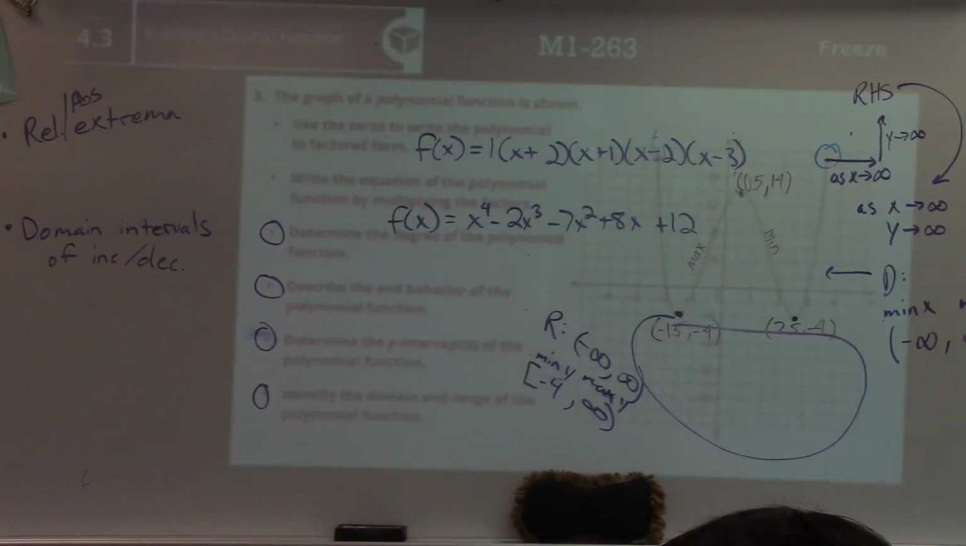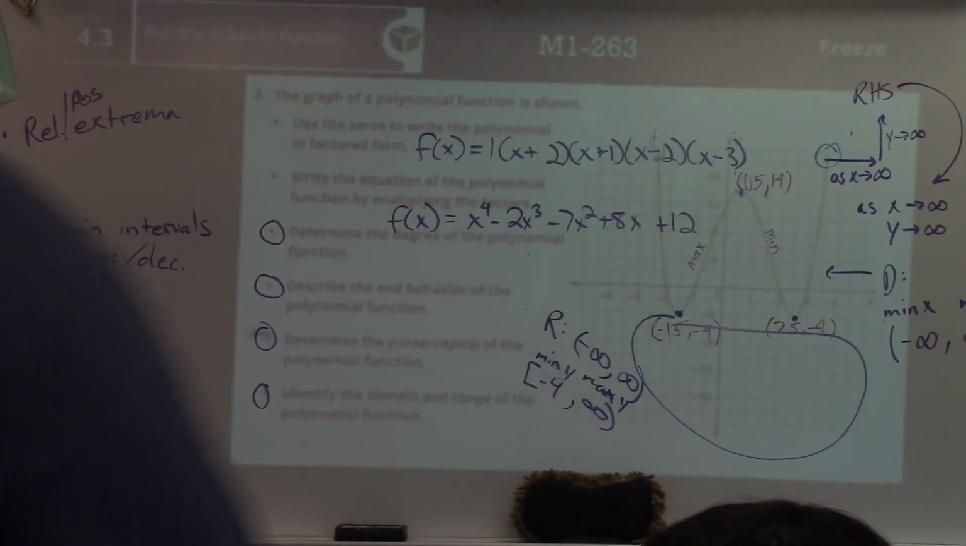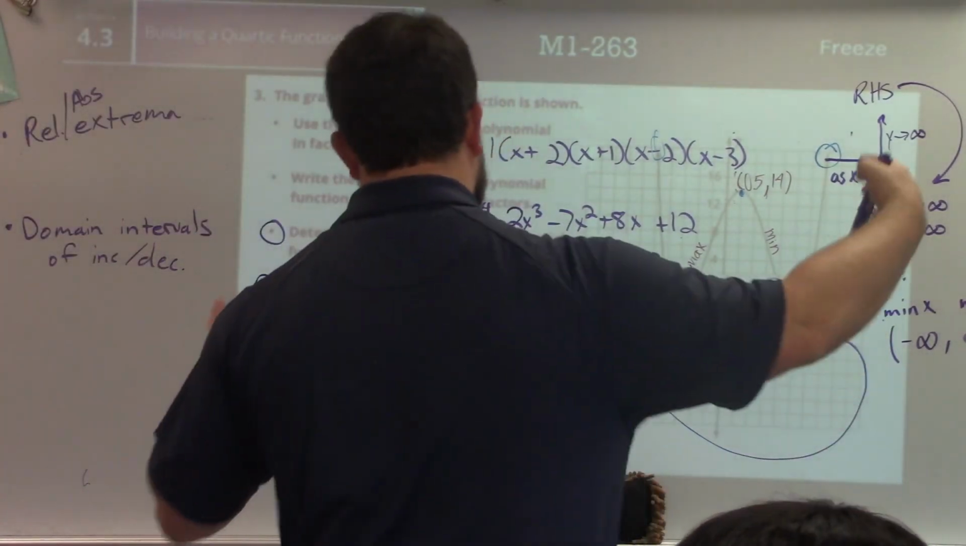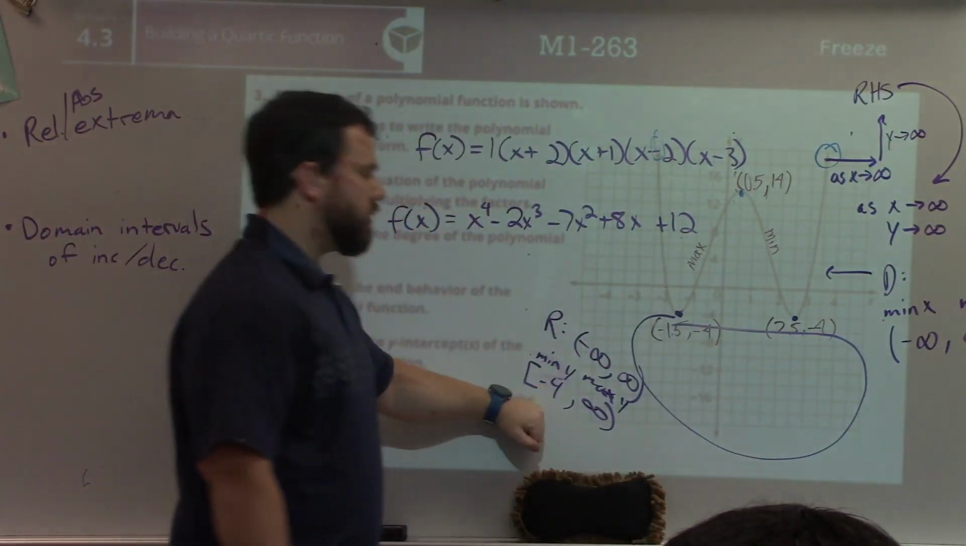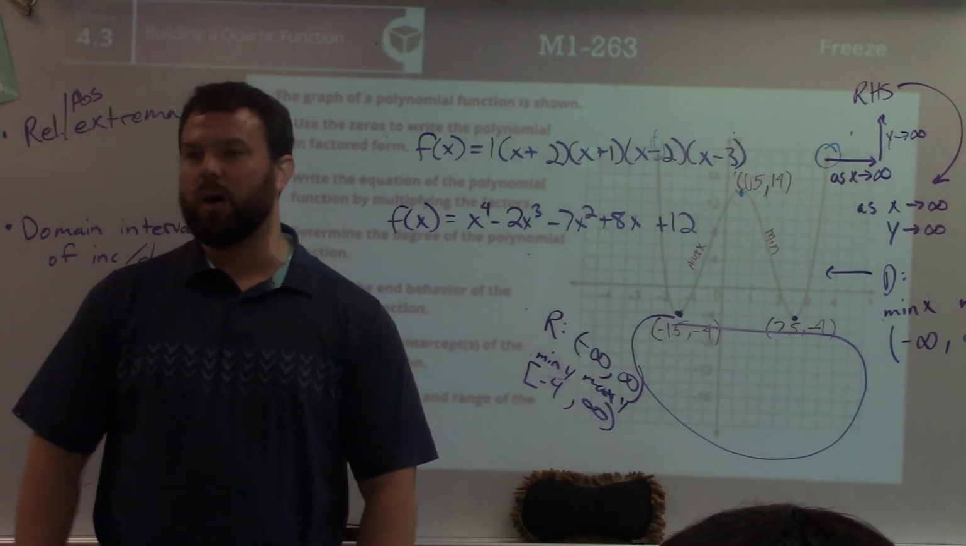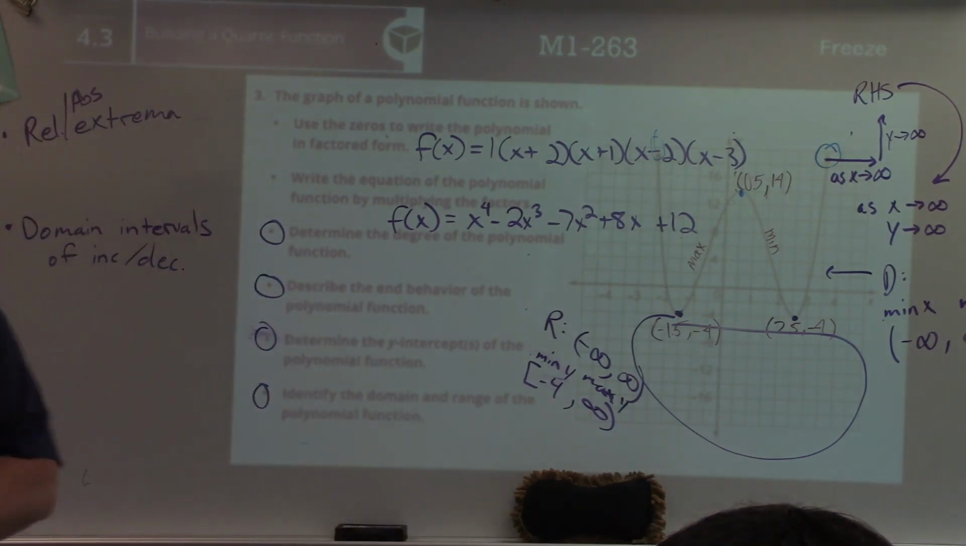Or in that interval notation in general. The minimum, then the maximum. Range, minimum y is -4, maximum y is infinity. Pay attention to those details.